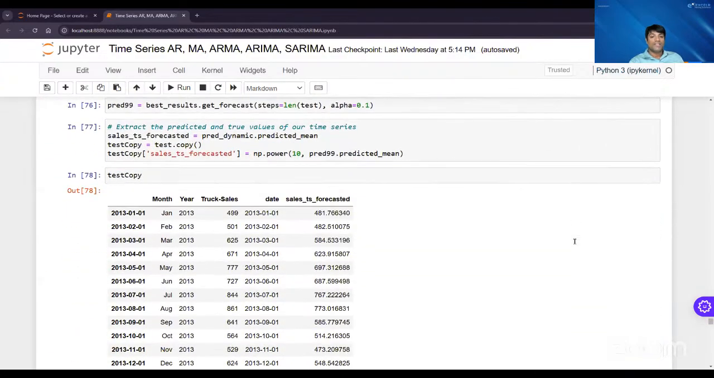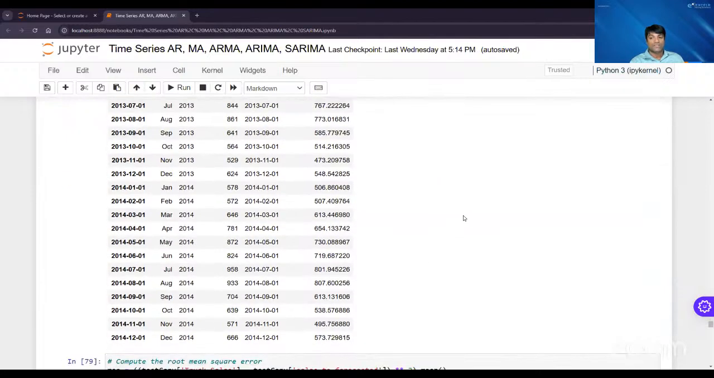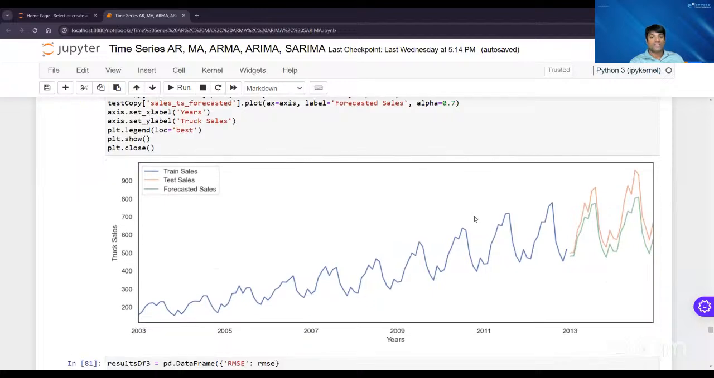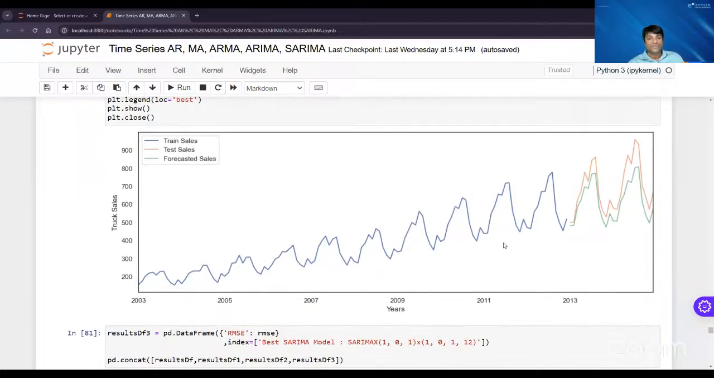Now we are building the SARIMA model, and we can see the truck sales with the actual and the forecasted. After plotting this, you can see the difference between the forecasted and the testing values. They are almost similar. So now you understood that if trend and seasonality exist in the data, then definitely you have to use the SARIMA model.